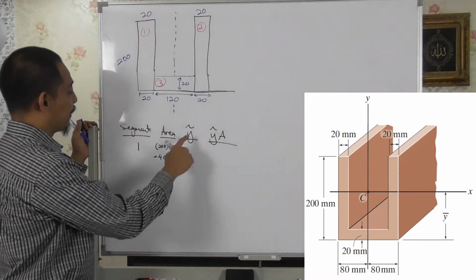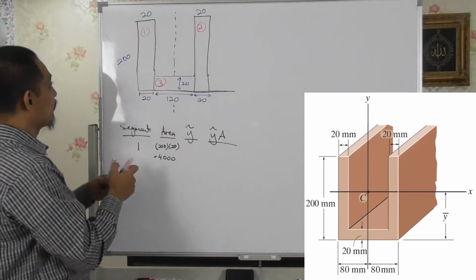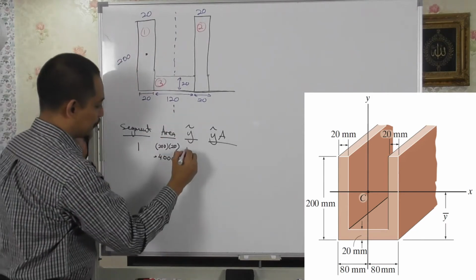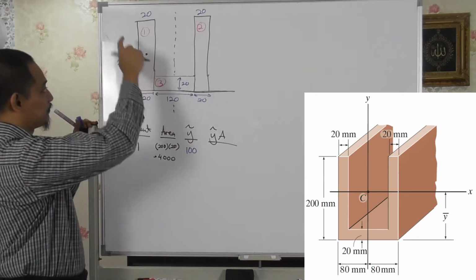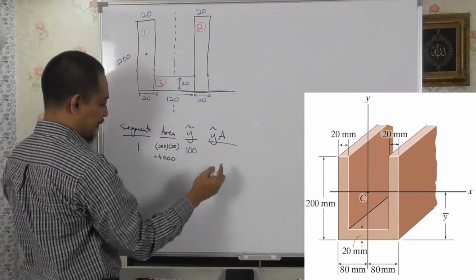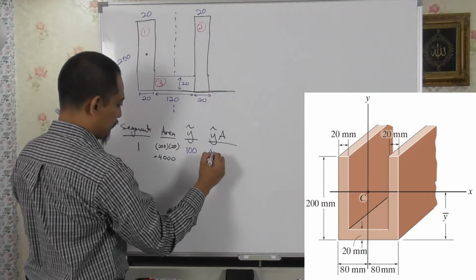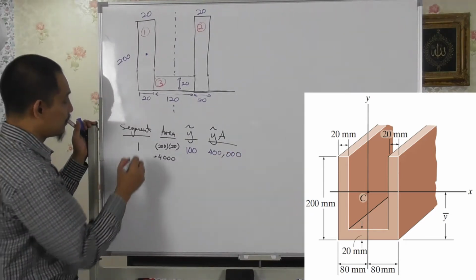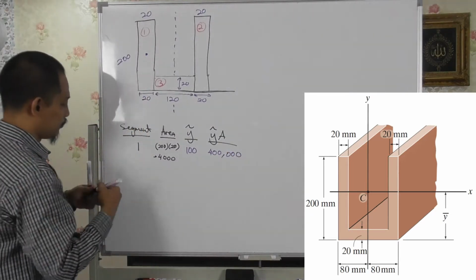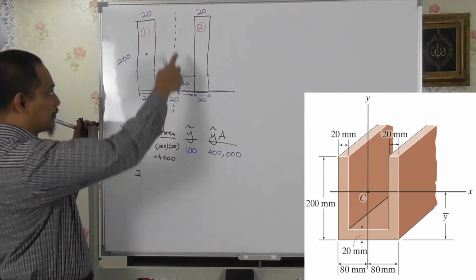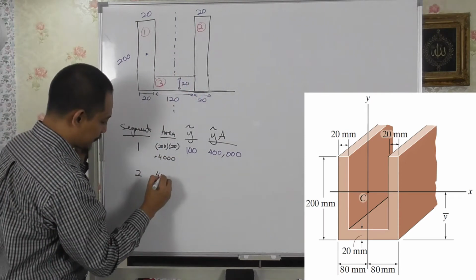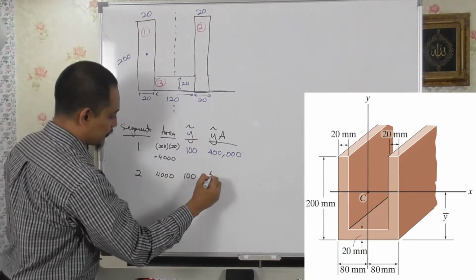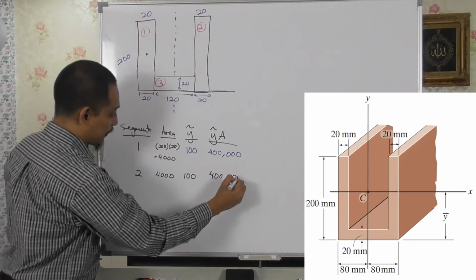Y wave, sorry. The centroid of this should be at the middle, which is half of 200, so 100. You multiply, and you get 400,000. Segment 2 is repetitive because the area is the same, so it's still 4000. Y wave is still 100, so it becomes 400,000 as well.